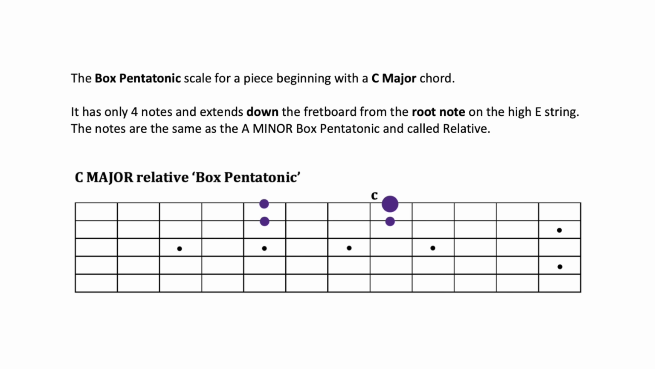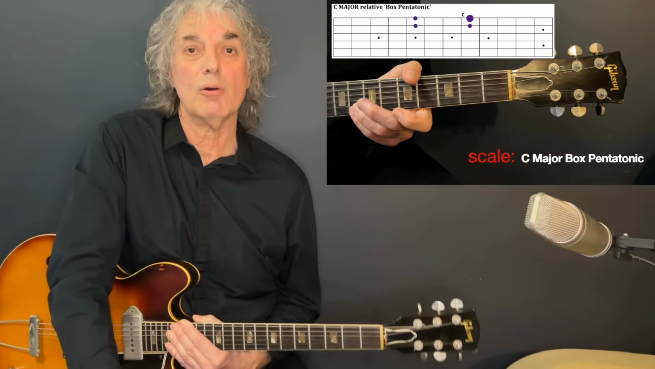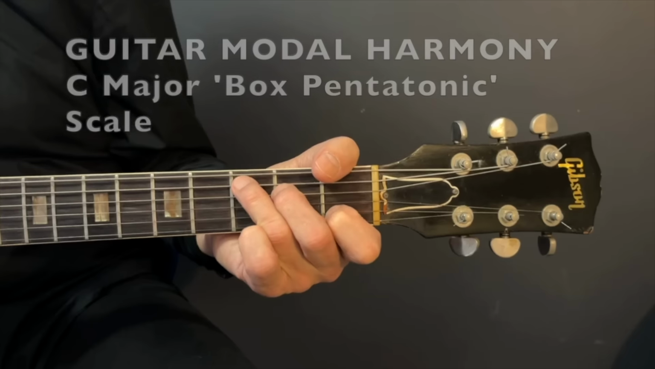The box pentatonic scale for a piece beginning with a C major chord. It has only 4 notes and extends down the fretboard from the root note on the high E string. The notes are the same as the A minor box pentatonic and called relative. Now a solo demonstration.